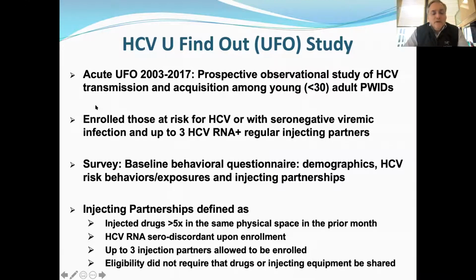The key point of this study was to enroll those at risk for HCV, or those that were seronegative viremic upon enrollment, and then up to 3 HCV RNA positive injecting partners. And Kim's group then conducted a survey, a baseline behavioral questionnaire.